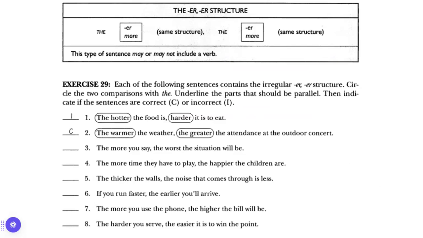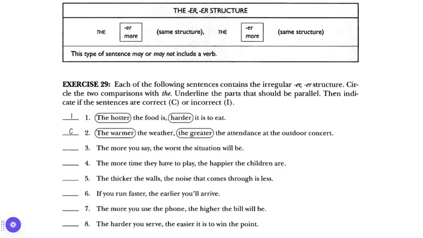Number 4, the more time they have to play, the happier the children are. Now, this sentence is correct. It might sound a little bit off, but it's correct. The more time they have to play, the happier the children are. Yes, it's very balanced.